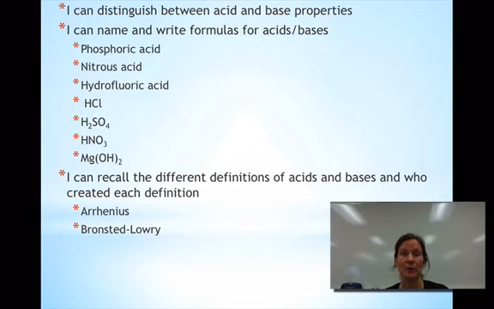Naming: I can name and write formulas. So the big thing to remember about this is if it's a polyatomic, name the polyatomic. It'll either be ate or ite. Ate will then become ic, and ite will become ous. If there's no polyatomic present, then it's straight off the periodic table, hydro something ic acid. And remember, there aren't an unlimited number of these.